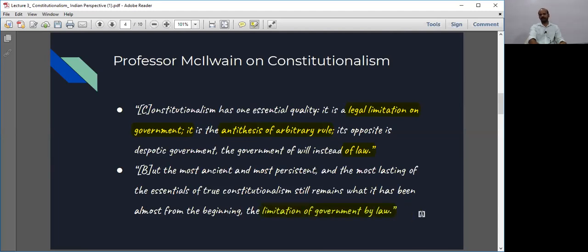So basically, summing up, constitutionalism simply means that there should be rule of law. Rule of law not just for people, rather even for the state. So nobody is above the rule of law.